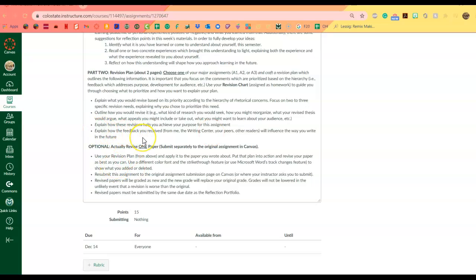Then explain how the feedback you received, either from me, the Writing Center, the peer review feedback, or other readers that had read your paper and went through it, will influence the way you write in the future. So, what did I recommend? What did your peers recommend? What did a guardian recommend or the Writing Center recommend that is going to help you become a better writer? And what are you going to stick with you in order to help you better this paper?